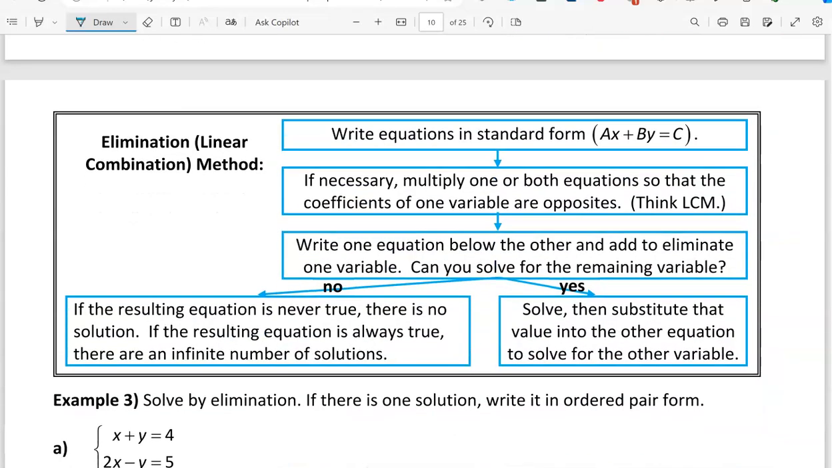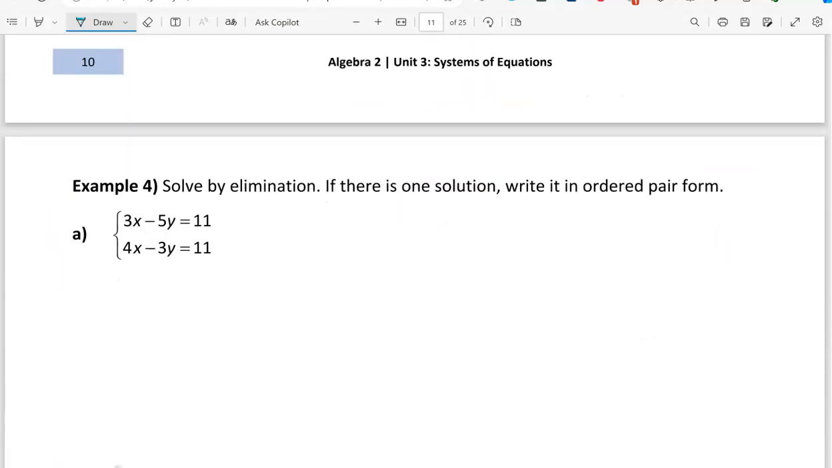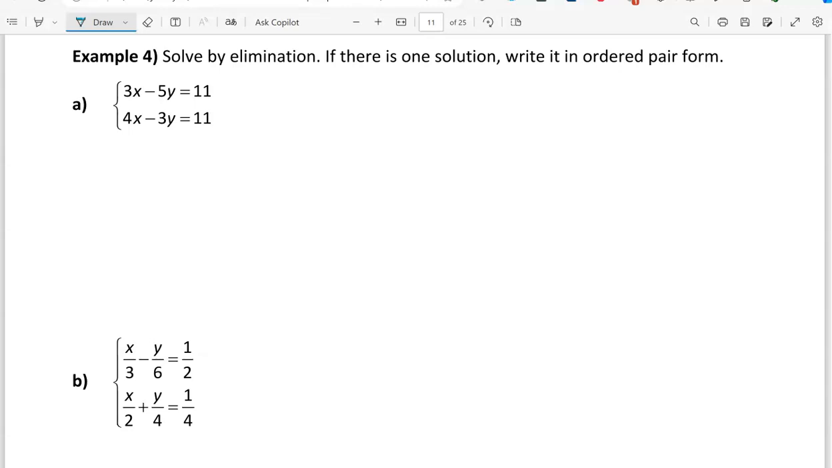All right, in the video notes, you did the first 2 examples for linear combination, so we're going to pick up with example 4.